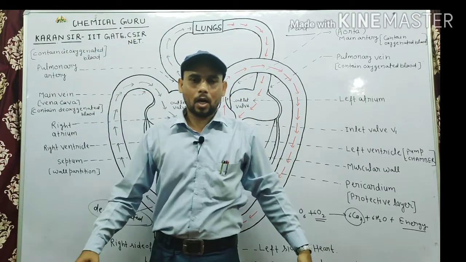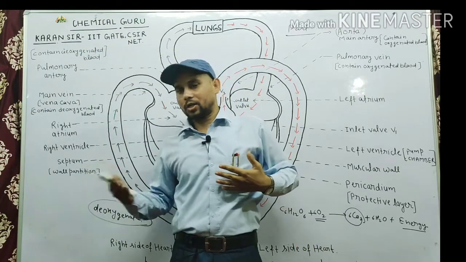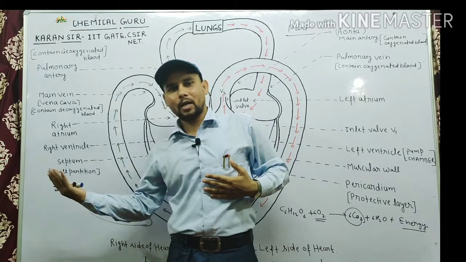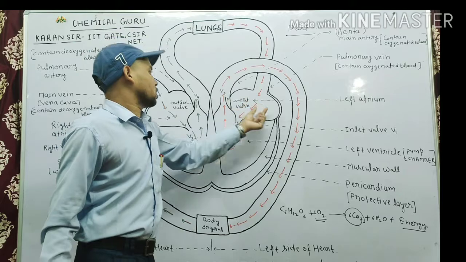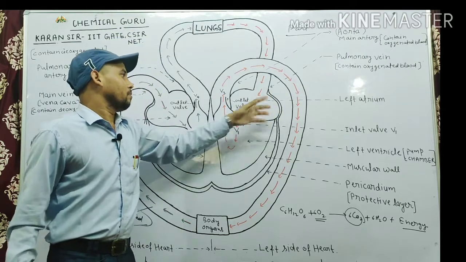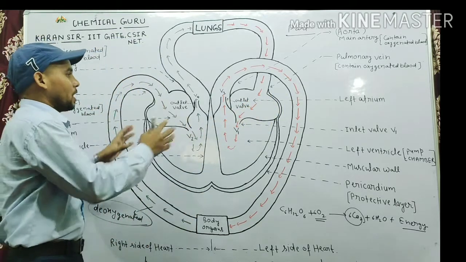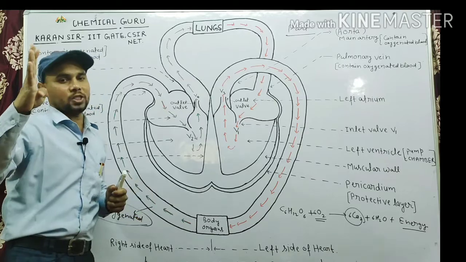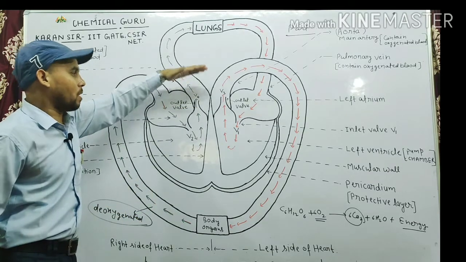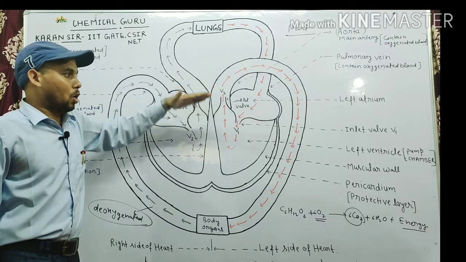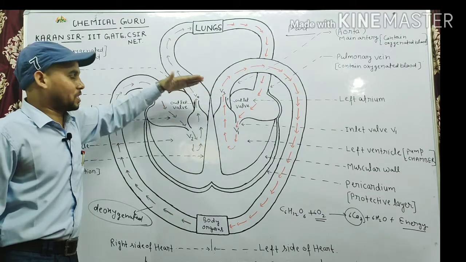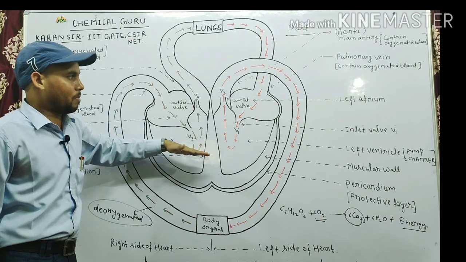Jaise dekho main yahan par khada hua hoon, to ye hamara right side hai, this is the right atrium, left atrium. Okay, so blood first of all goes to the left atrium, means our heart is divided into four chambers. Okay, two upper chambers, two lower chambers. Two upper chambers are called atrium, lower chambers ventricle.